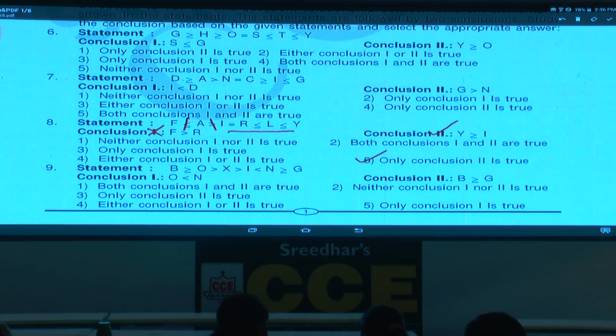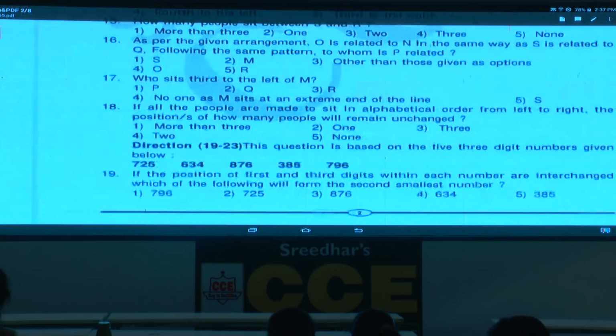9th one, now in question number 9, the relation between O and N. Between O and N there is 1 greater than, 1 lesser than, 2 opposite symbols, no relation. And in the next one, B and G, there is 1 greater than and 1 lesser than. Here also 2 opposite symbols, hence no relation can be drawn. Then what is your answer here? Neither 1 nor 2, and it is given in choice 2. Done. 9th one, choice 2. Then question number 10.